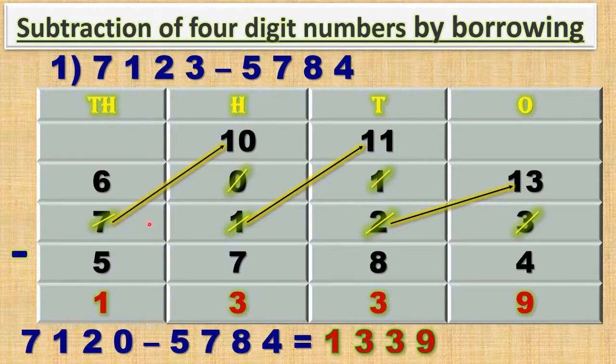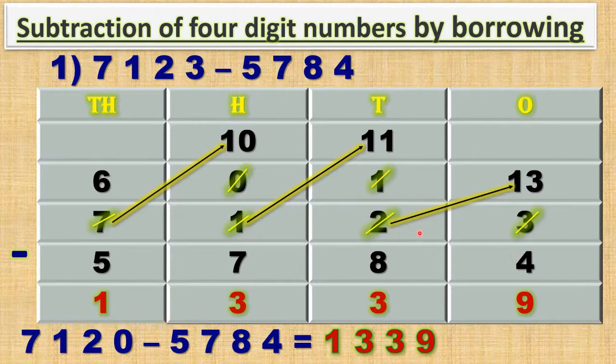Students, subtraction of 4-digit numbers by borrowing. See the first example, 7123 minus 5784. Place them in place value table. First, let us write each digit in their places. So we have ones, tens, hundreds and thousands place. Students, look at the ones place. First we will start from ones place. So we have to subtract 4 from 3. Can we subtract a bigger number from a smaller number? No, we can't. So what will we do?